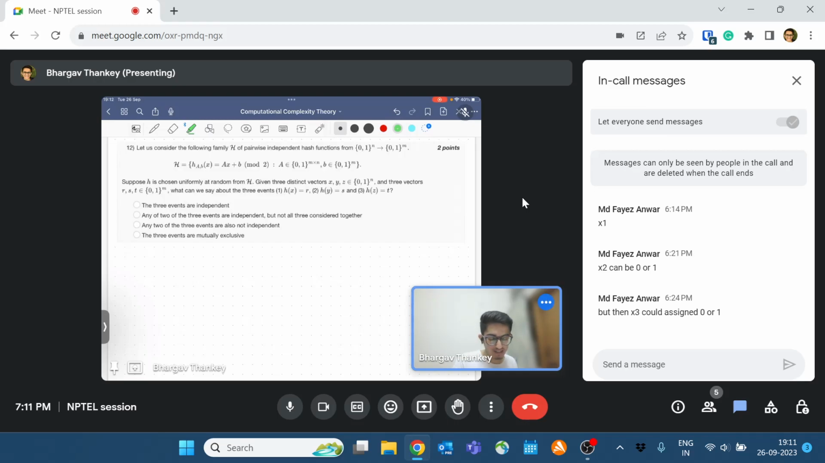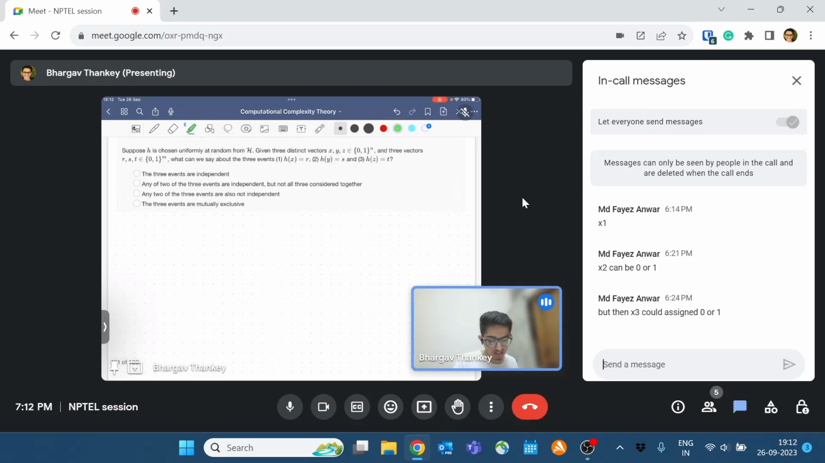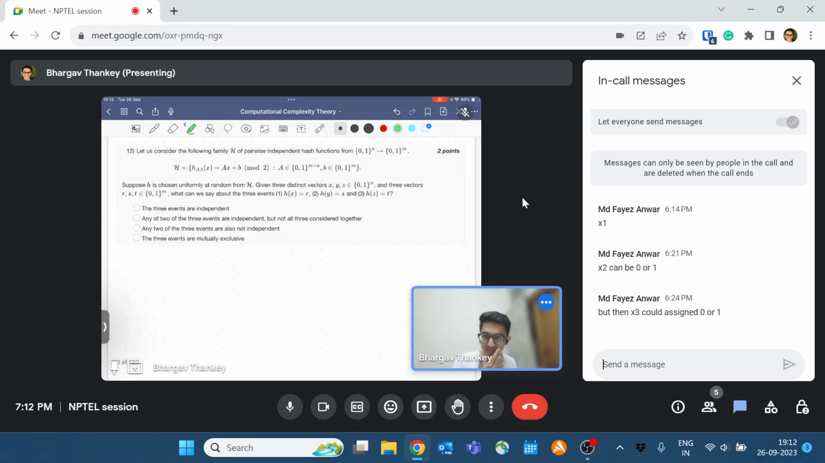the three events? Event number one, h(x) equals r. Event number two, h(y) equals s. Event number three, h(z) equals t. All three are independent. Any two of the three events are independent, but not all three considered together. Any two of the three events are not independent, and the three events are mutually exclusive. So which of these is true?